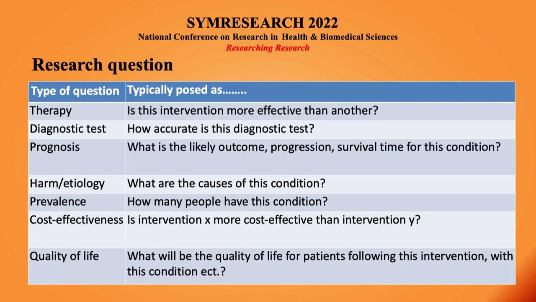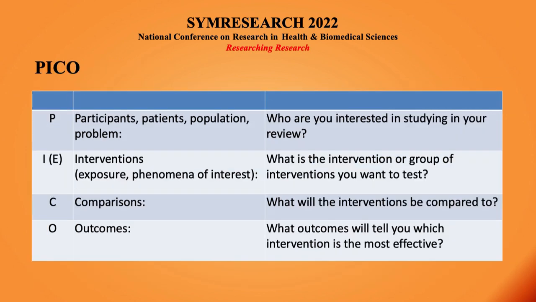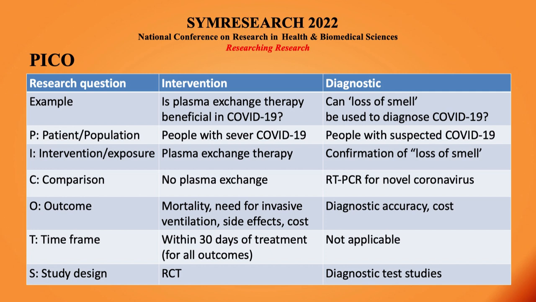So these are covered by this information. Earlier I informed you about this PICO. P means who are you interested in studying in your review? Intervention: what is the intervention or group of interventions you want to test? Comparison: what will the intervention be compared to? And the outcomes. Here I tried to give one example. Recently we have faced the COVID pandemic and we are still facing it. Suppose the example of my question is: is plasma exchange therapy beneficial in COVID-19 patients? So these are the different kinds of PICO formats that you can have.